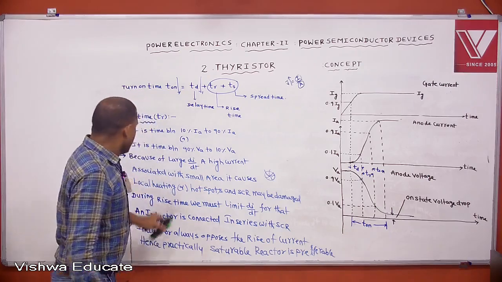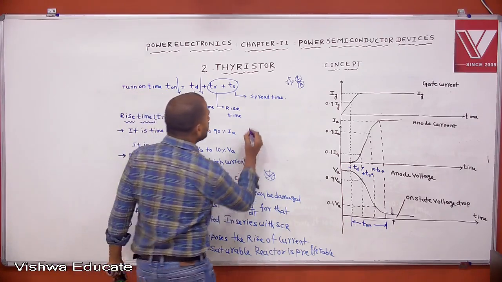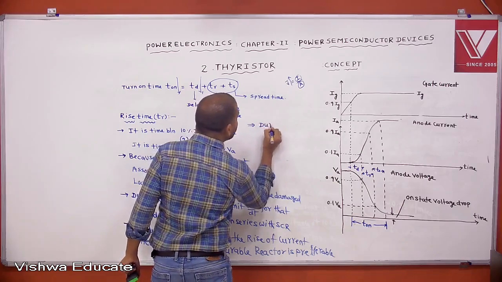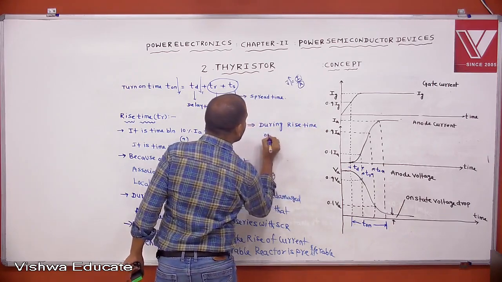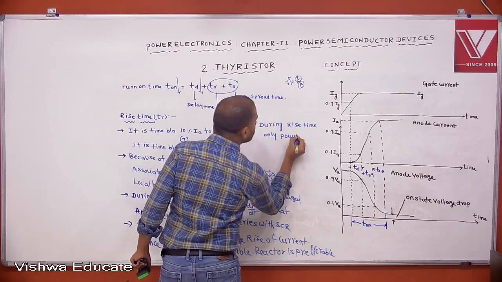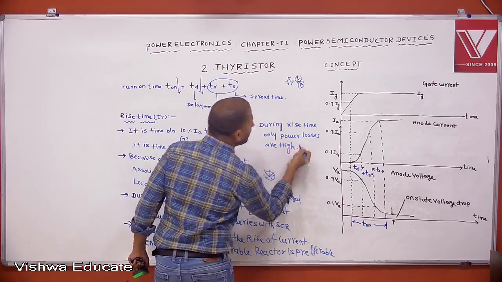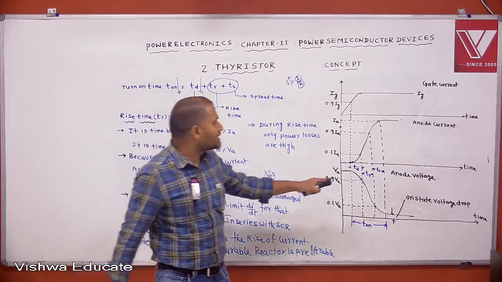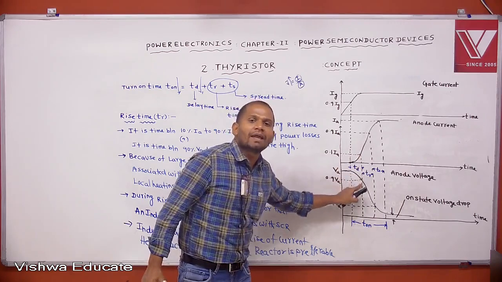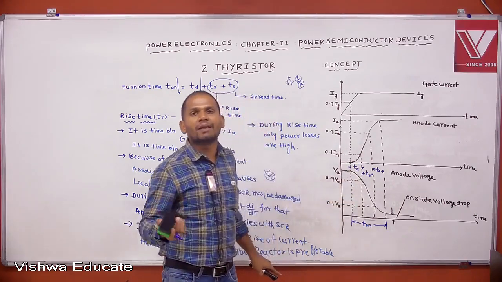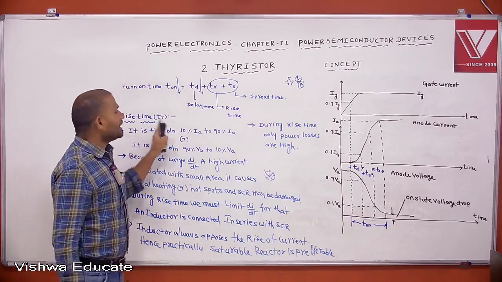Clear? This is about the observations from the rise time. Another point to remember: during rise time only, during the turn on process, power losses are high. Because during rise time, high current is associated with high voltage. So at which time are power losses high? During turn on of the SCR, that means during rise time, power losses are high. Okay, this is about what exactly rise time is.